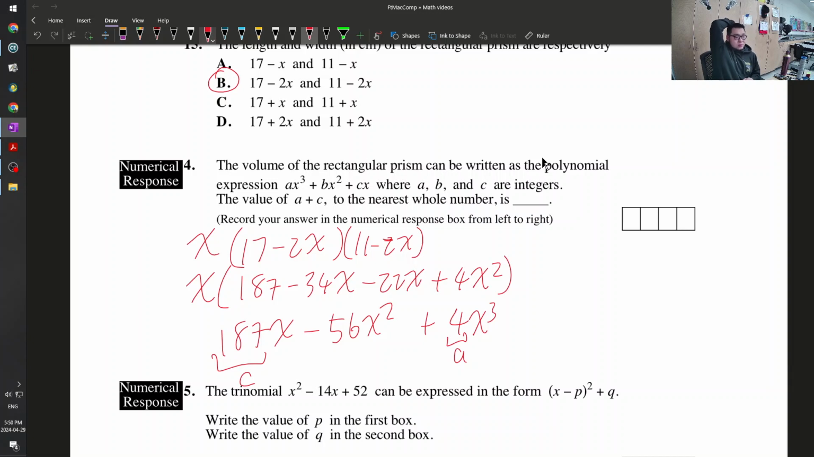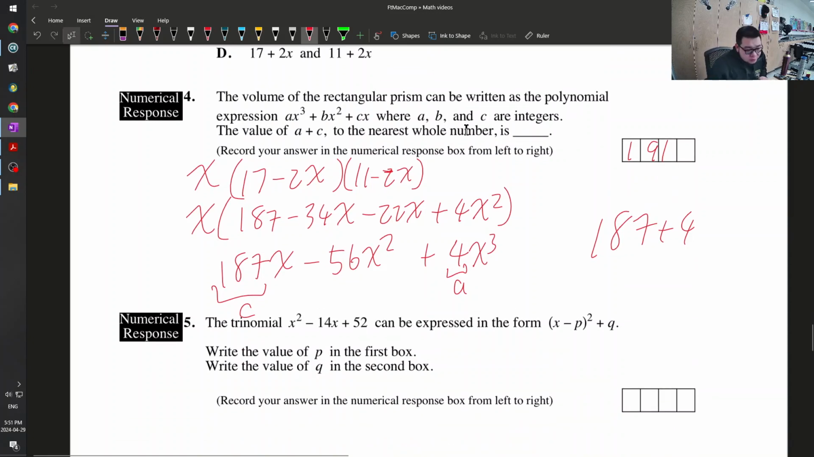Did I do it right? The value of A plus C to the nearest whole number is 187 plus 4, 191. Okay, 5. The trinomial can be expressed into this form.